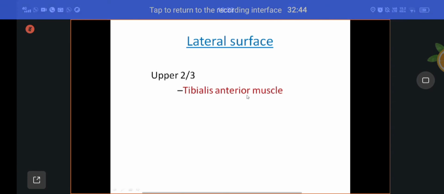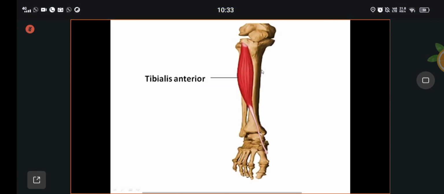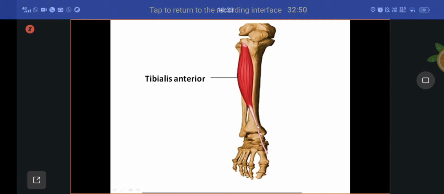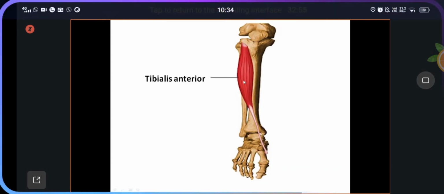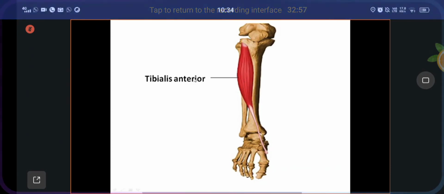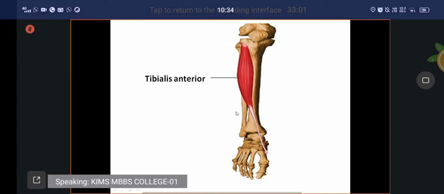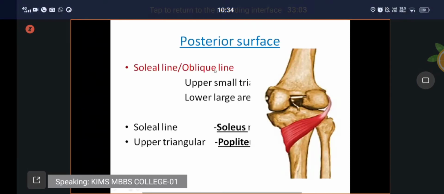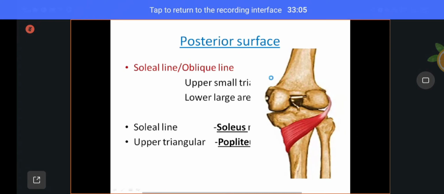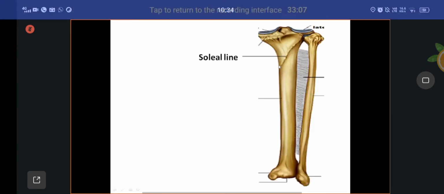The inverters are tibialis anterior and posterior, one in the anterior compartment, the other in the posterior compartment. The tibialis anterior is the only muscle present on the lateral surface. This is the lateral surface of the tibia. The entire upper two-thirds of the lateral surface gives origin to the tibialis anterior muscle. It is an inverter of the foot.